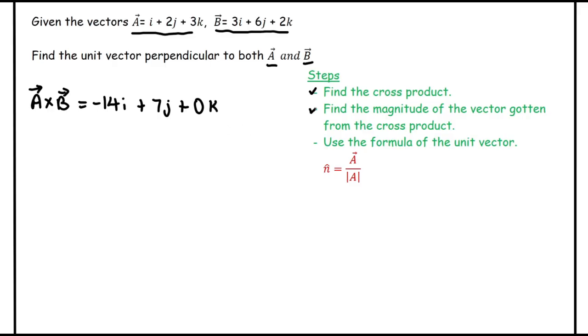Next, we have to find the magnitude of the vector gotten from the cross product. The vector gotten from the cross product in this case is this vector. We have to get the magnitude of this vector. Lastly, we use the formula of the unit vector, which is that the unit vector is equal to the vector itself, A. In this case, the vector is negative 14i plus 7j plus 0k divided by the magnitude of the vector in question. So that's why we have to find the magnitude in the previous step. With that in mind, let's get into it.